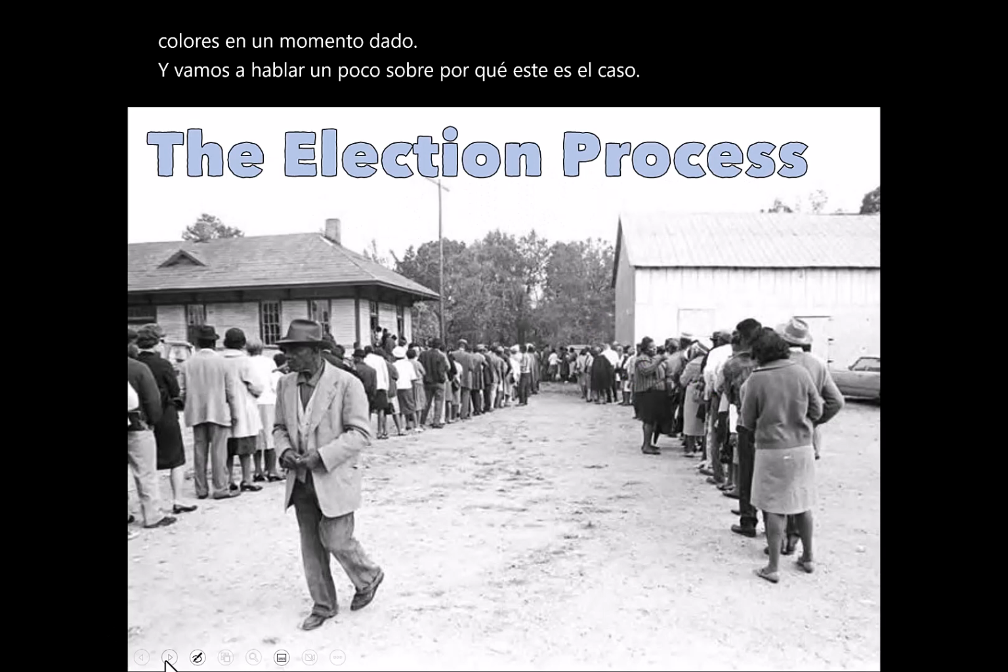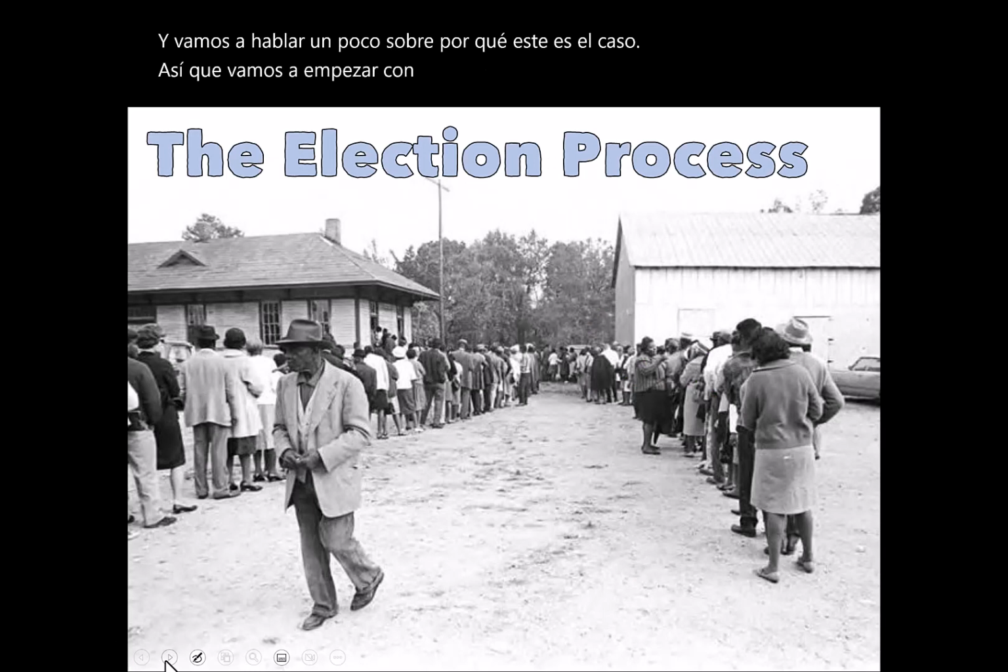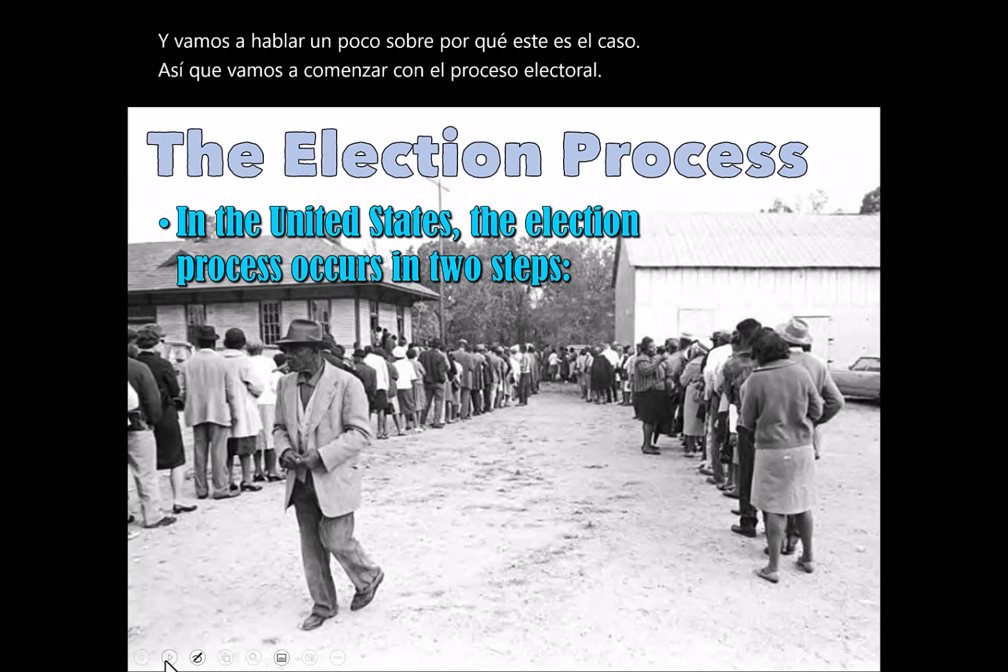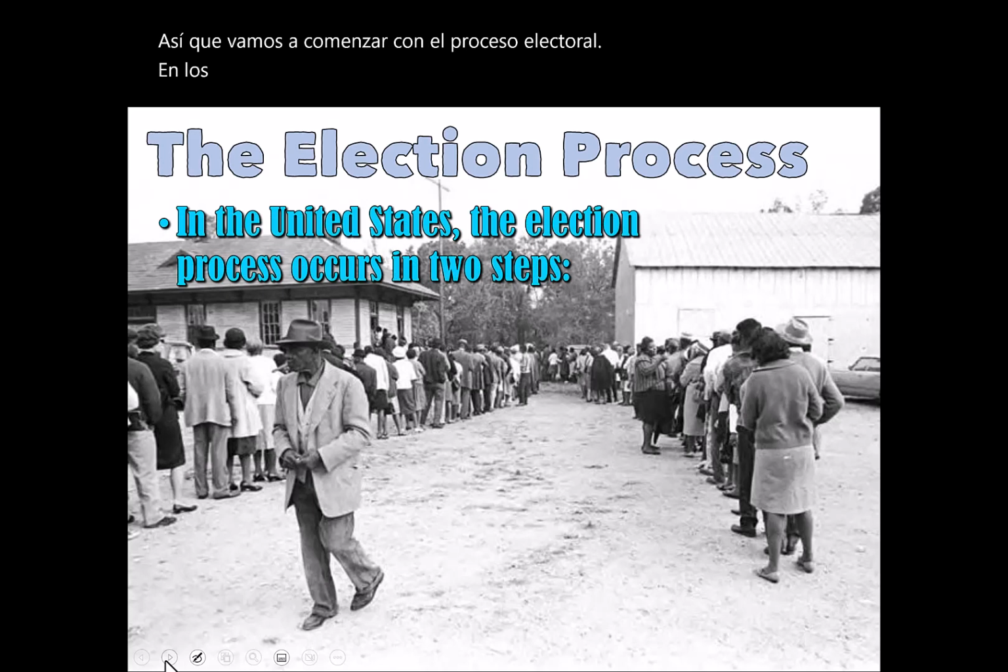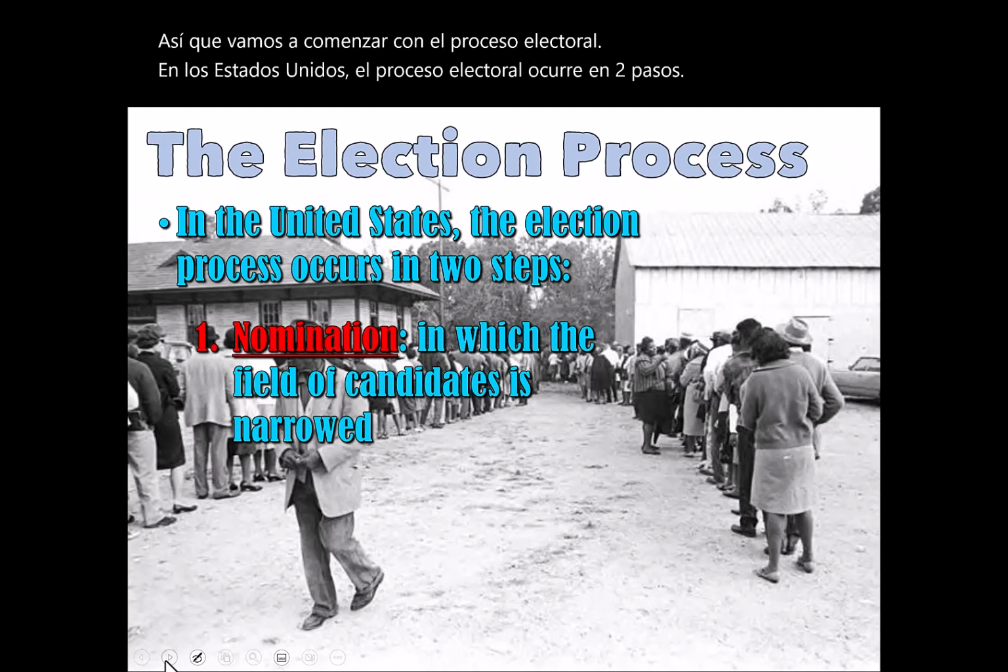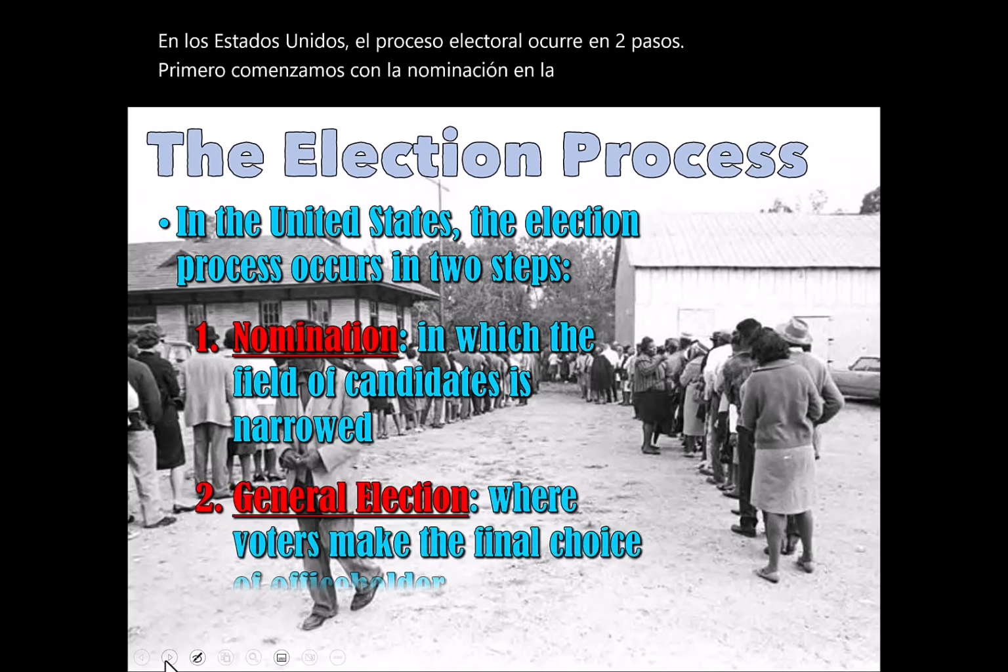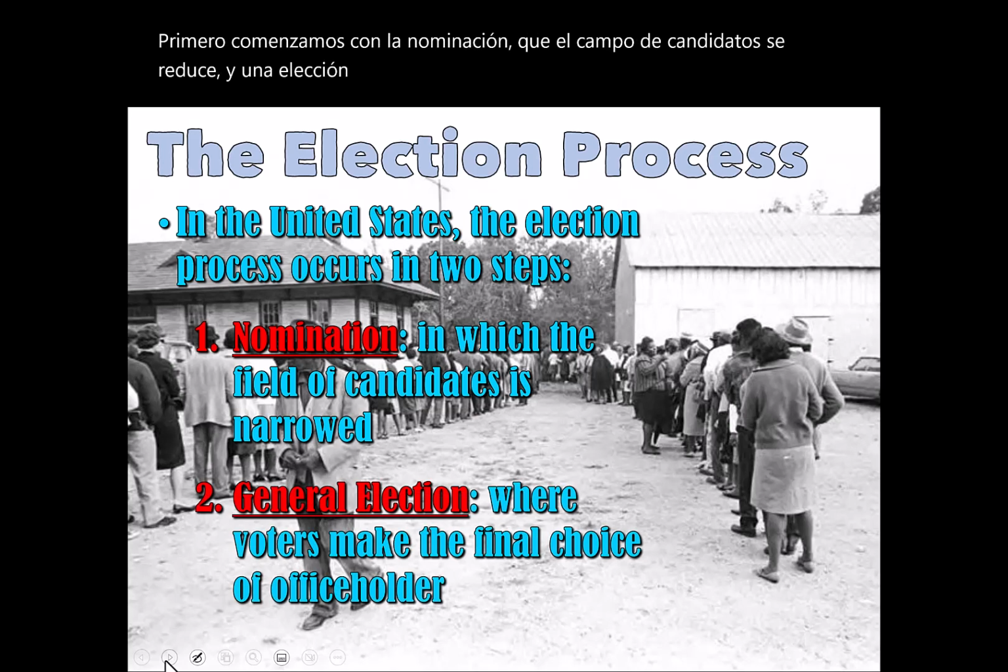So we're going to start with the election process. In the United States, the election process occurs in two steps. First, we start with nomination, in which the field of candidates is narrowed, and a general election, where voters make the final choice of the office holder.